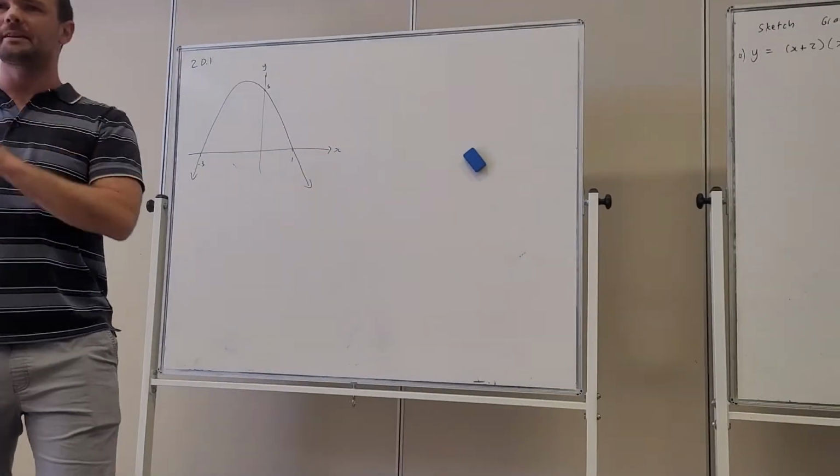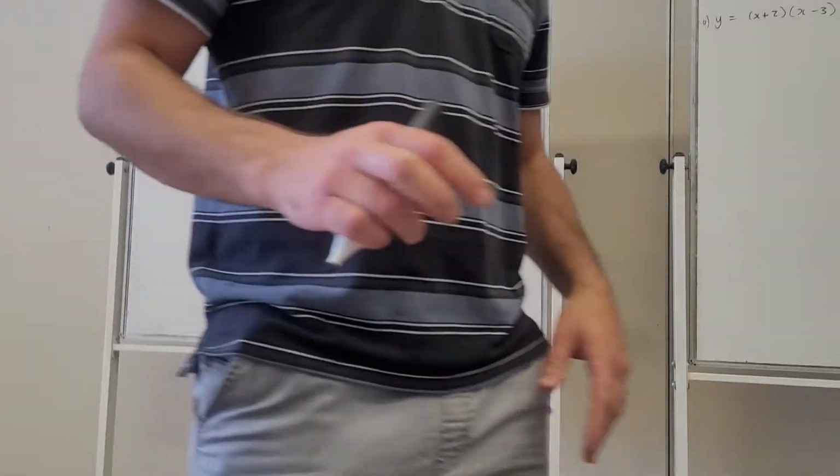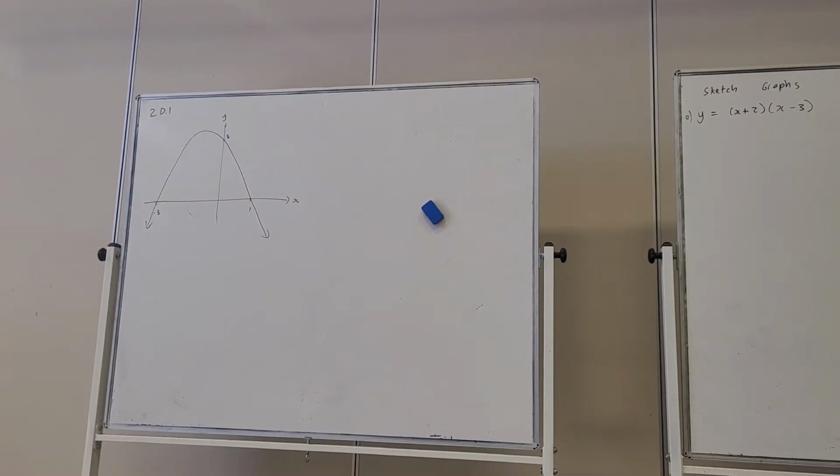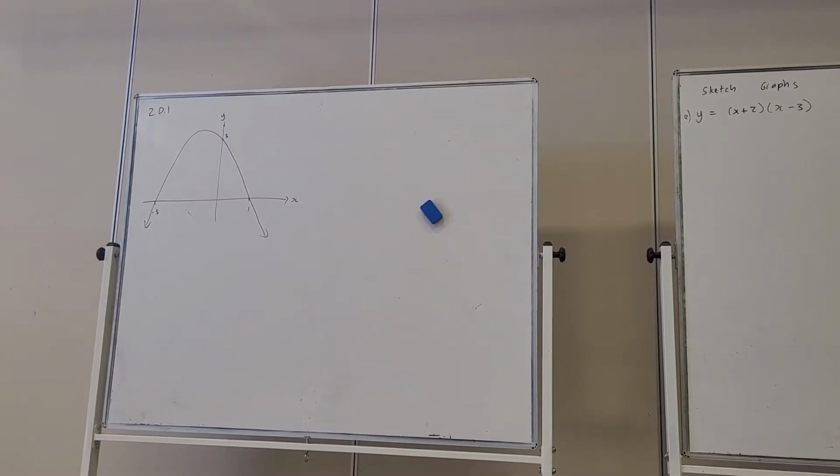Now, on the checklist, everyone pull your checklist out. It does say 2D4, but that's a typo. That's supposed to say 2D.1. Okay, so that's what ties in here. We're not doing 2D4, we're doing 2D1.